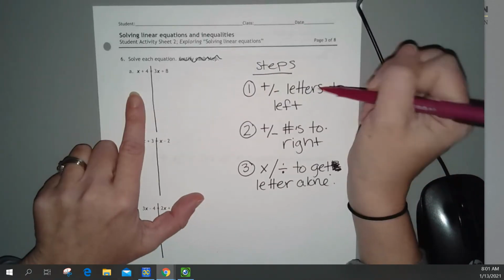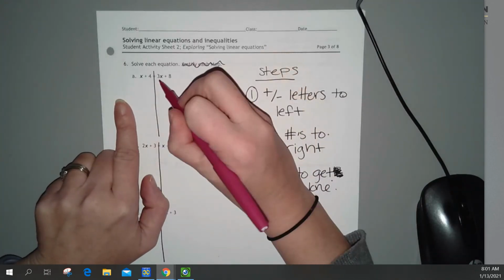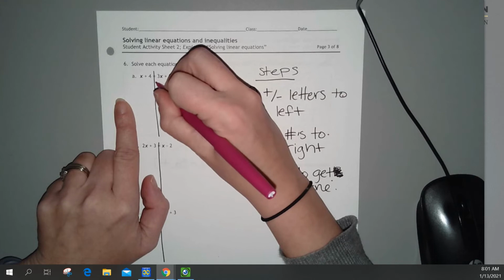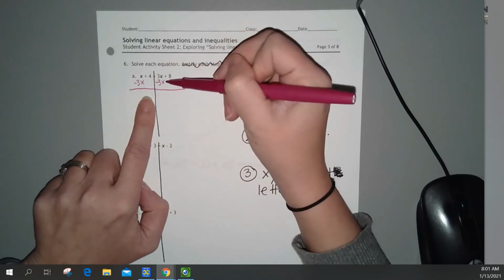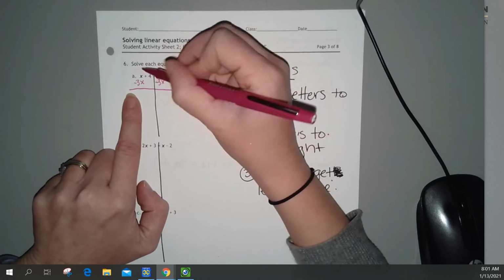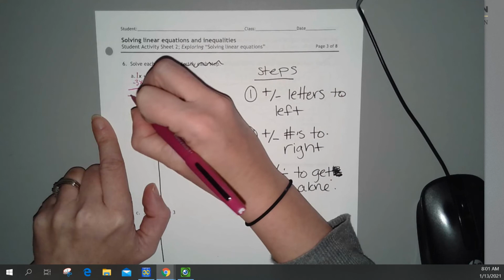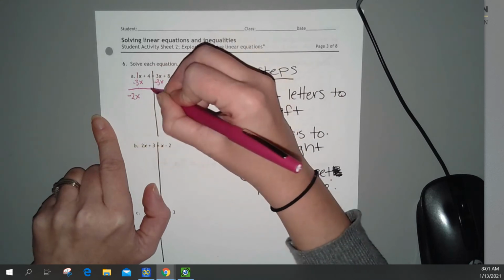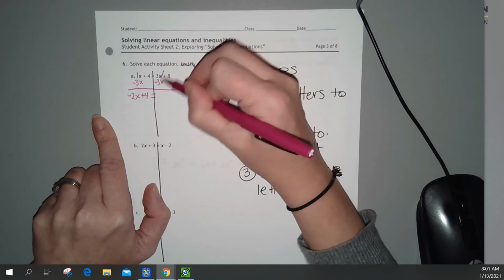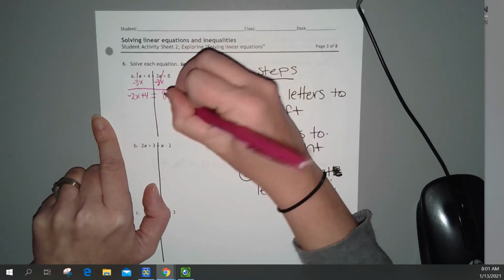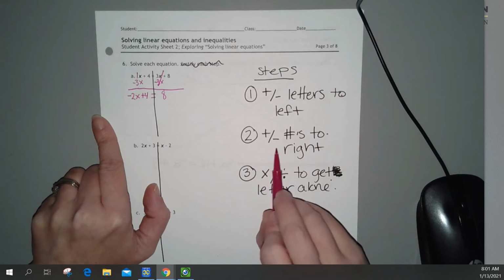I need to plus or minus my letters to the left. So my letter that's got to move to the left-hand side is this 3x, which means I'm going to minus 3x on both sides. Again, we can only combine letters with letters. So 1x minus 3x is negative 2x. Drop down that plus 4. 3x minus 3x gone. Bring down the 8.